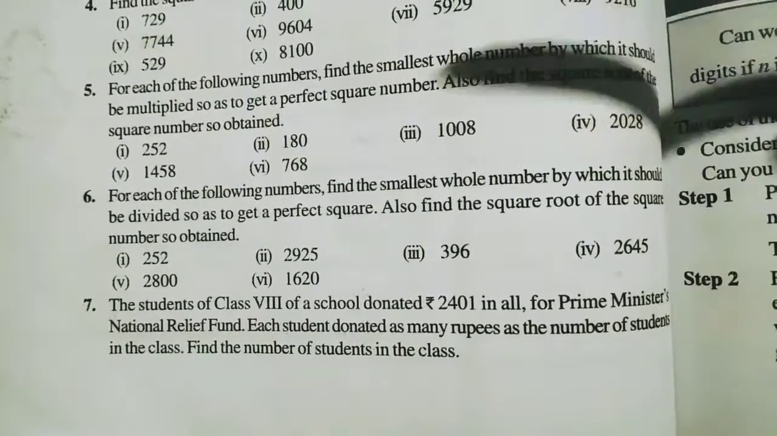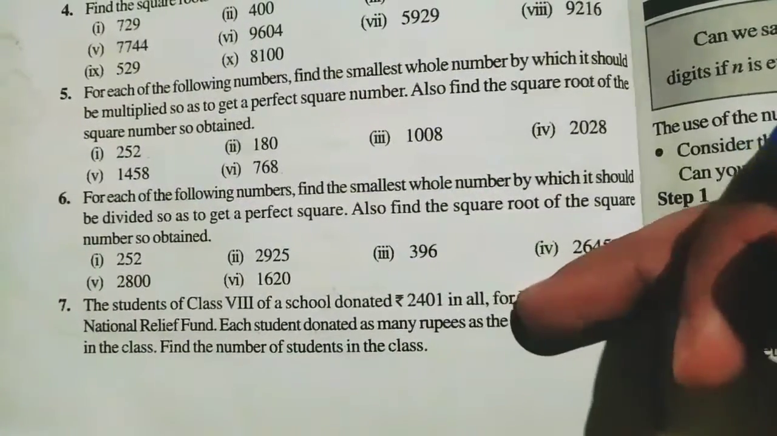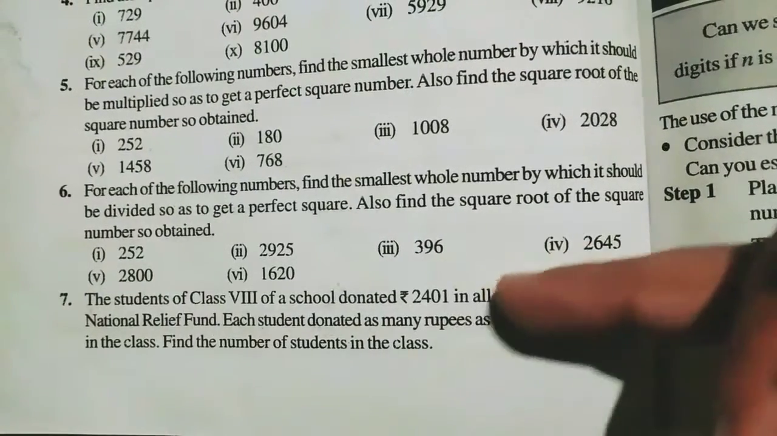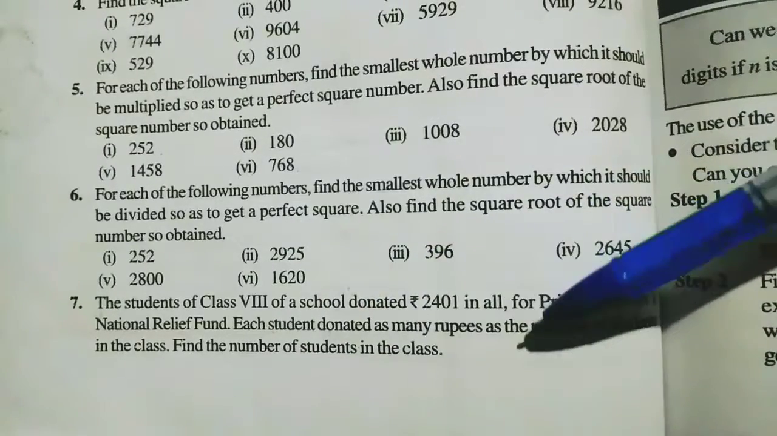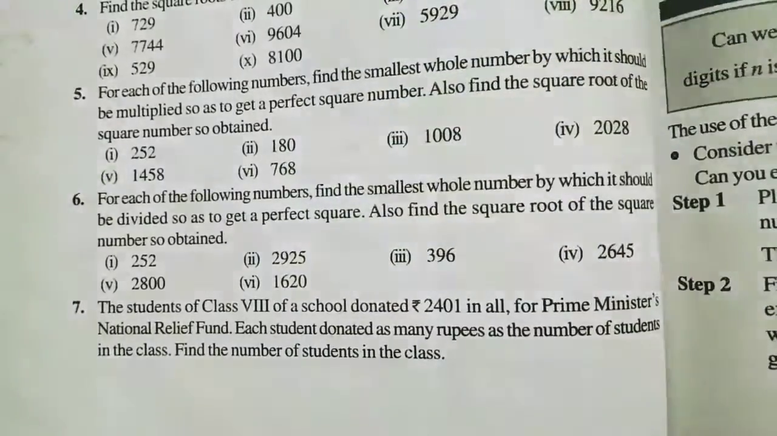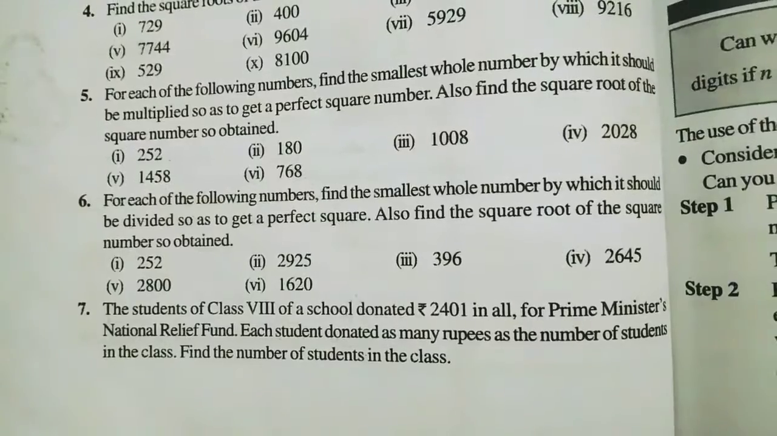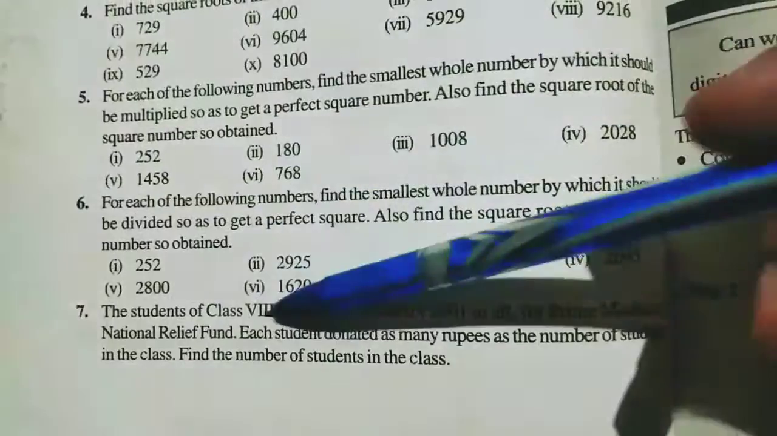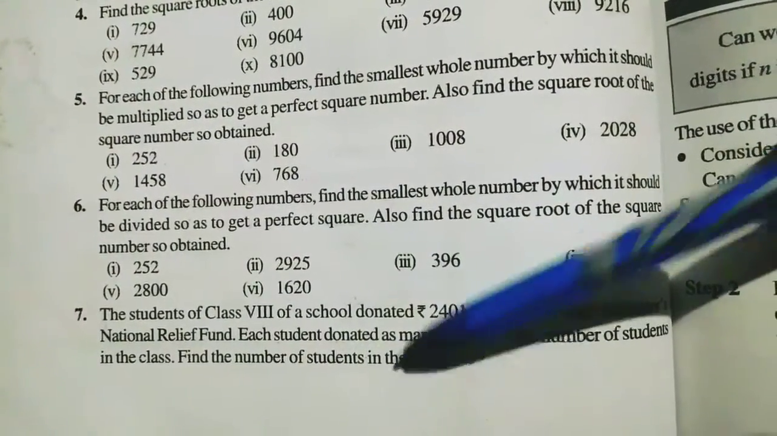Now question number 7. The students of class 8 of a school donated rupees 2401 in all. That means class 8 students have donated this much amount in the Prime Minister's National Relief Fund. Each student donated as many rupees as the number of students in the class. Suppose the number of students is 30, then each student donated 30 rupees. Find the number of students in the class. So how many students are there in the class? You have to find out. And the total money is given.